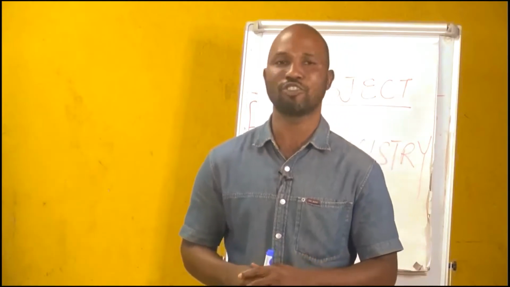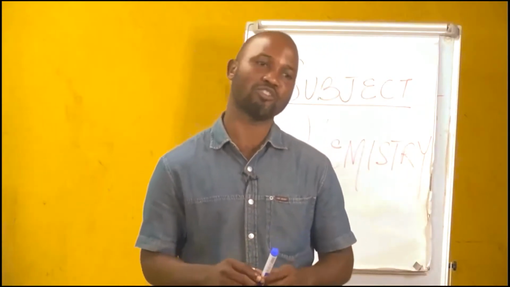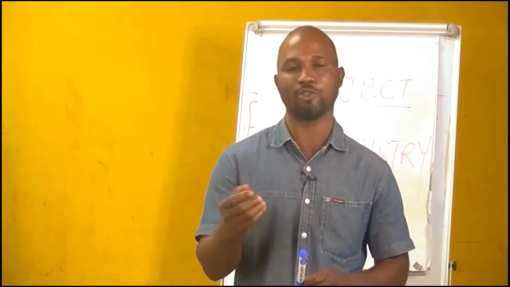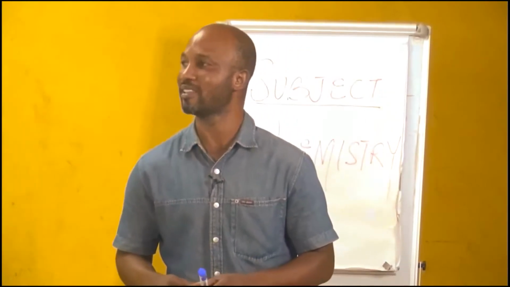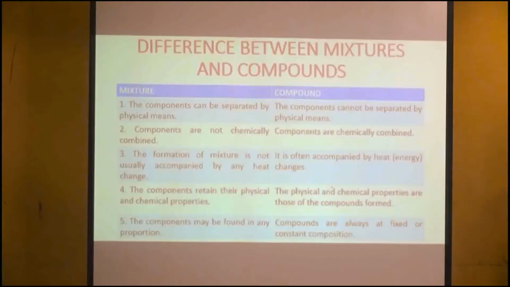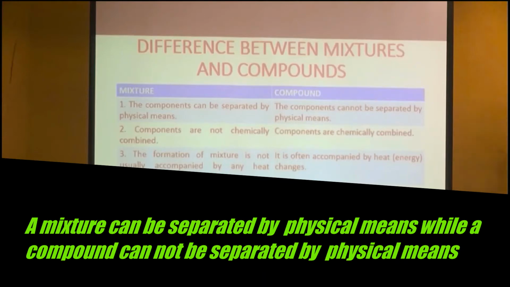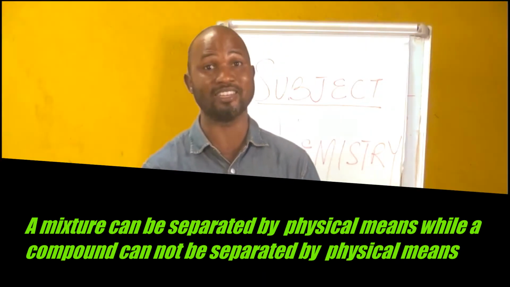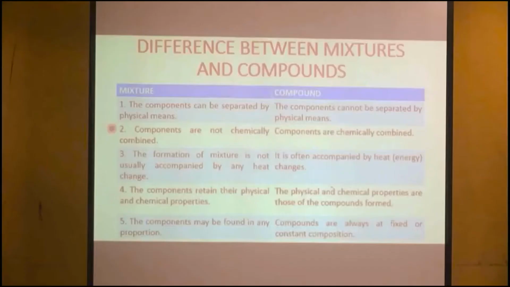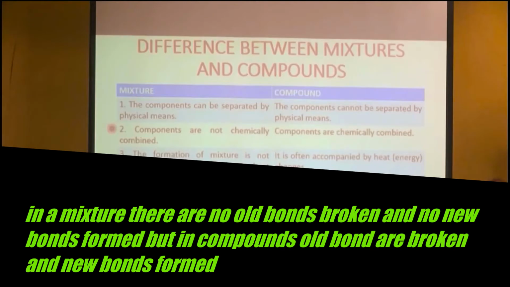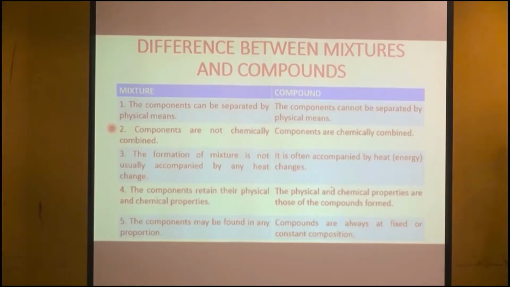Now I have to quickly differentiate between a mixture and a compound, because questions will arise like that in your examination and you'll be equipped with the answer. One of the basic differences between a mixture and a compound is that a mixture can be separated by physical means, while a compound cannot be separated by physical means. The other one is that components are not chemically combined in a mixture because there are no bonds broken and there are no bonds formed. But in a compound, they are chemically combined together because old bonds are broken and new bonds are formed.